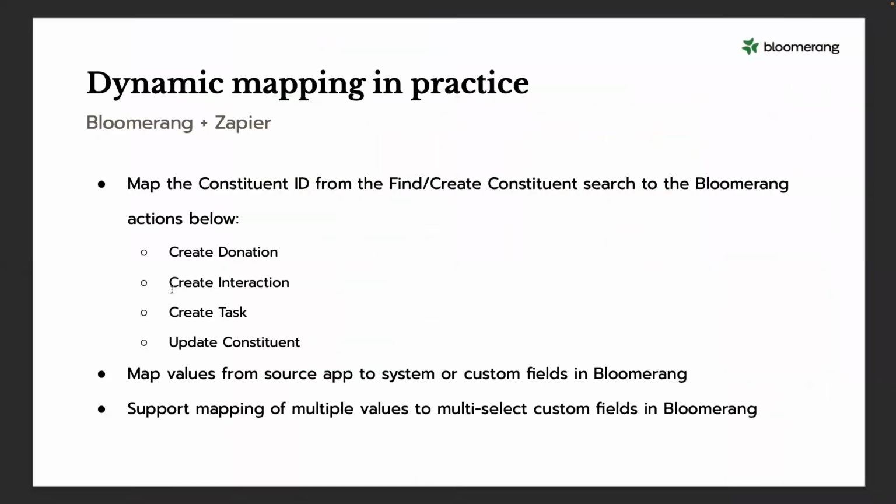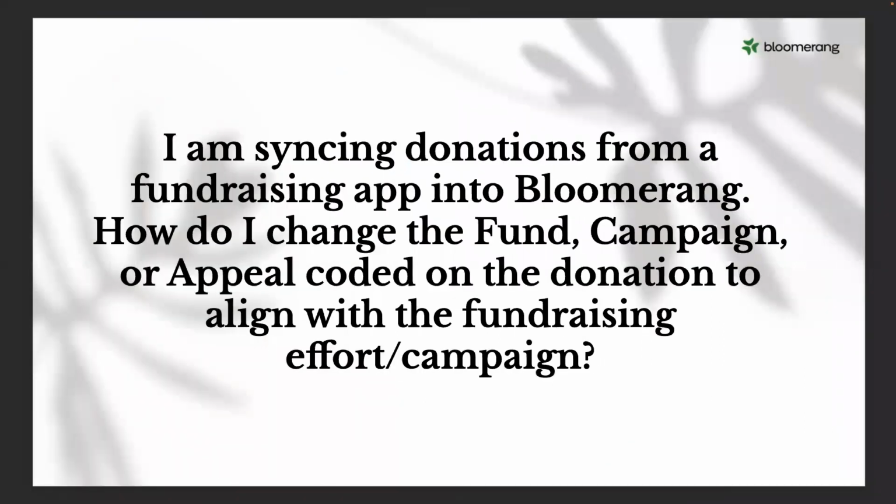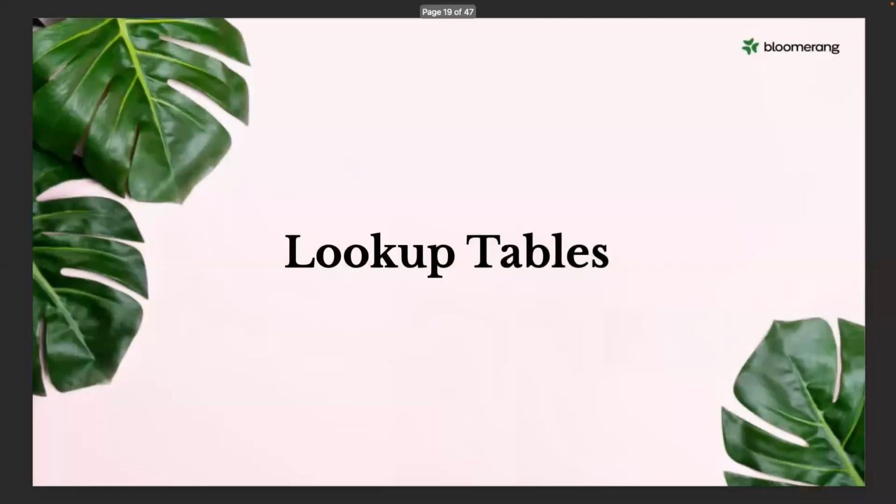Now that we've covered dynamic mapping, let's hop back over and talk about our second challenge. So following along the same kind of use case of syncing donations from a fundraising app to Bloomerang, a common question or challenge is, how do I change the fund, campaign, or appeal coded on the donation to align with the fundraising effort or campaign? So this is done using a lookup table.